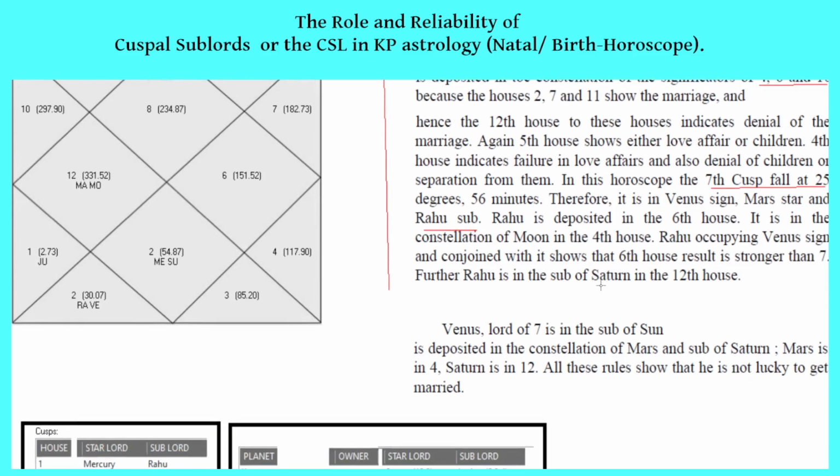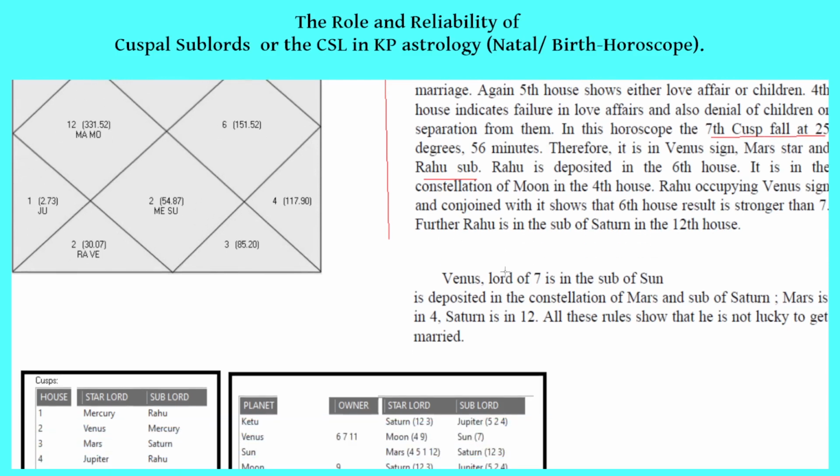Rahu is deposited in the sixth house. It is in the constellation of Moon in the fourth. Rahu is occupying Venus sign. All these things are there. And then Shri KSK is showing that the sixth house result is stronger than the seventh. Further, this is where I want to draw your attention: Rahu is in the sub of Saturn in the 12th house.